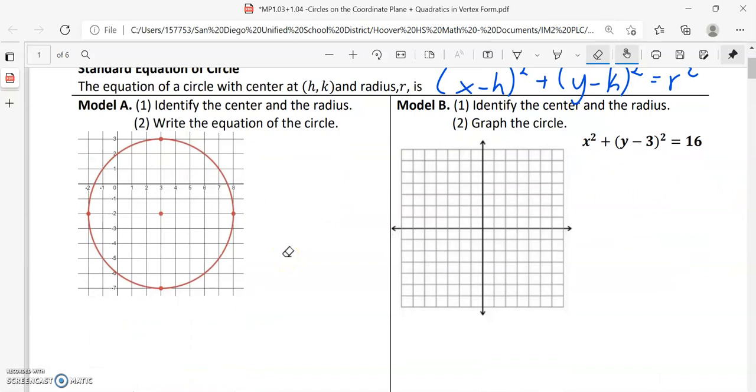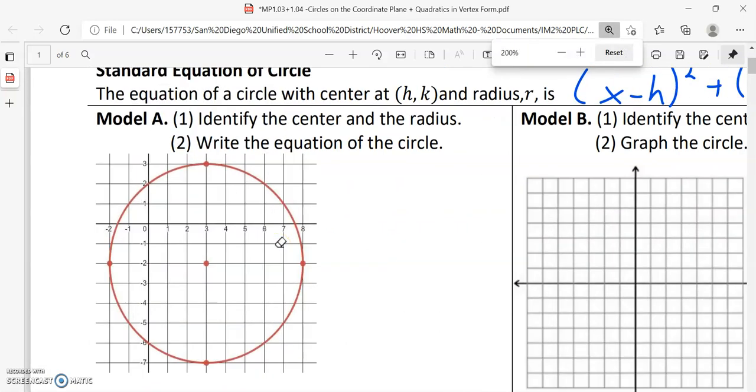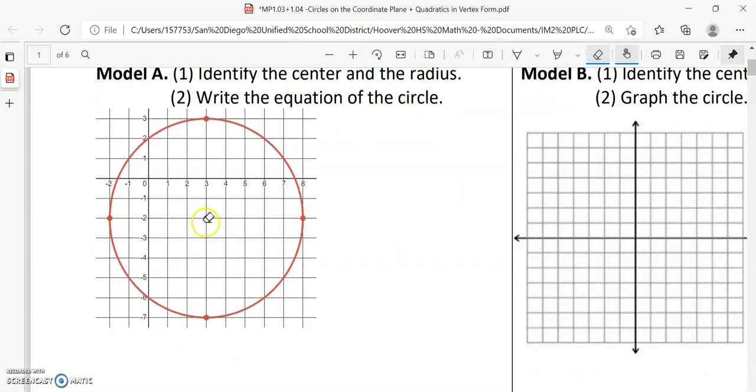So Model A: identify the center and the radius and write the equation of the circle. The center is right here. We're going to count from our origin. Our origin's at 0, 0. We go over to 3, so that's our h value. And we go down to negative 2. So our center's at 3, comma, negative 2.